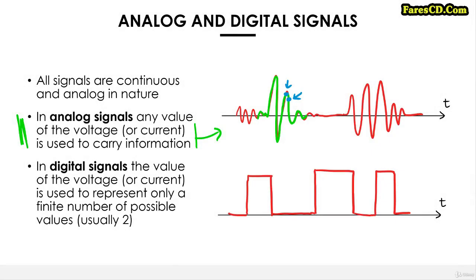In digital signals, on the contrary, the value of the voltage or the current is used to represent only a finite number of possible values, usually only two. Let me give you an example.